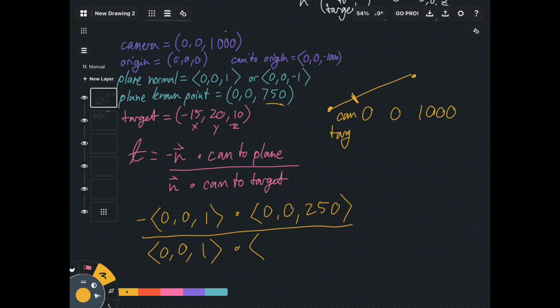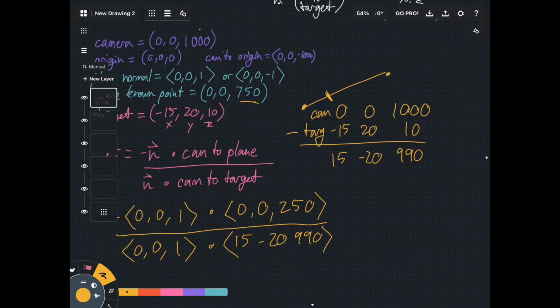We're solving for the pixel. And the target is at -15, 20, and 10. And I subtract target from camera to get a line. We're going to get +15, -20, and +990, which will go camera to plane. So it'll go 15, -20, 990. And now we're going to do dot product and solve this out.